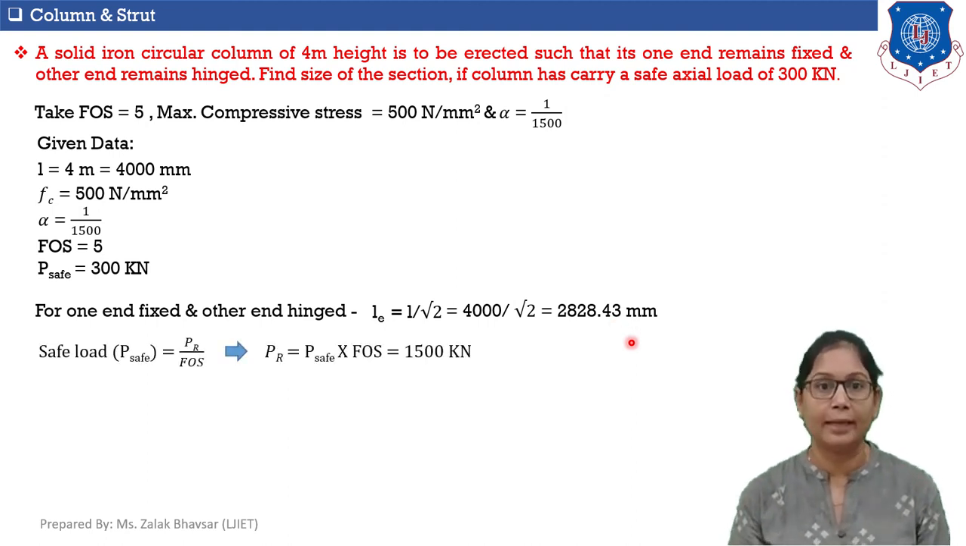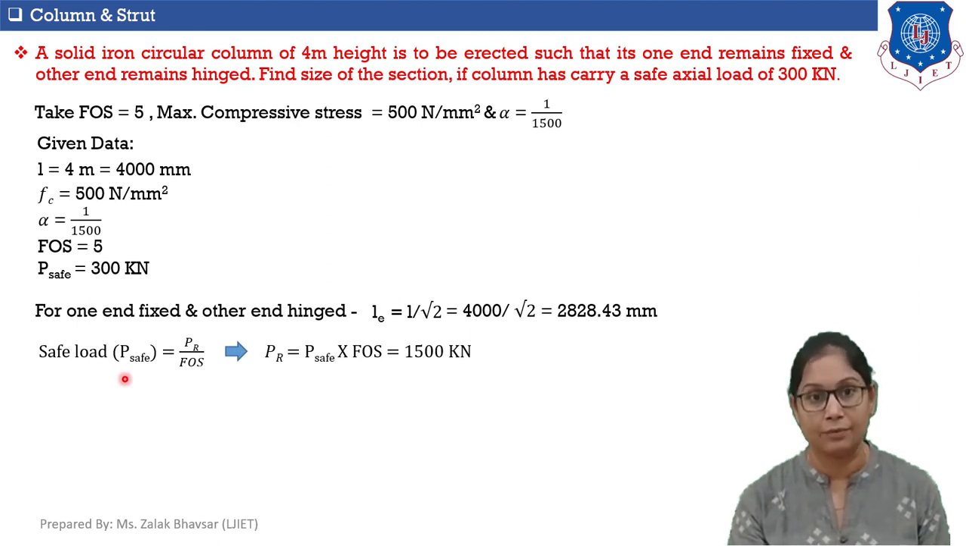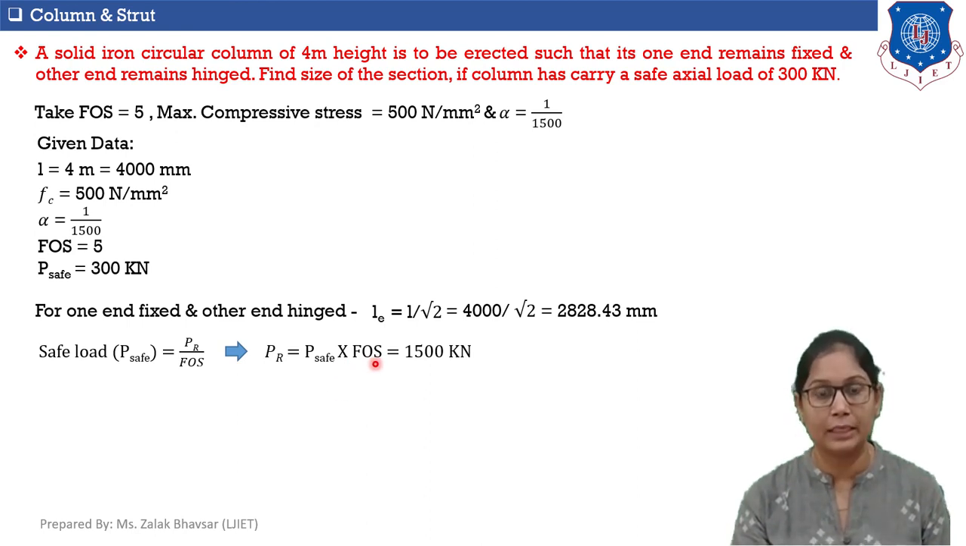Okay. Now let's calculate PR. PR is the Rankine load. Here P safe is given, 300 kilonewton, and this is the equation to calculate P safe. So P safe is equal to PR upon factor of safety. So we can say that PR is equal to P safe into factor of safety. P safe is 300 and factor of safety is given 5. So I am getting PR is equal to 1500 kilonewton.